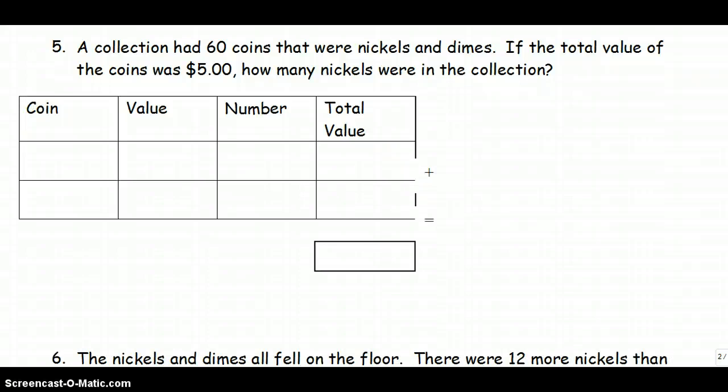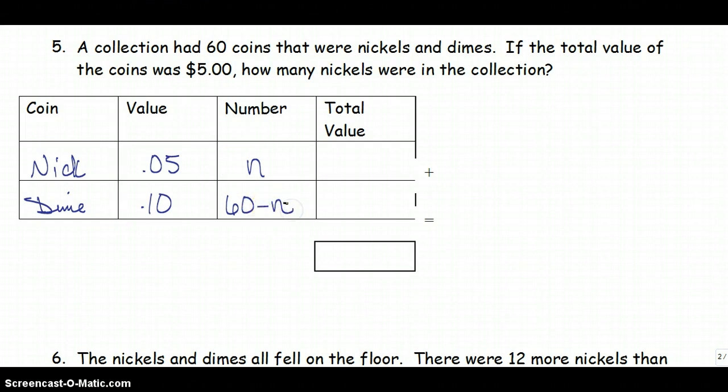Number 5. Once again, I must have really liked nickels. So we have nickels and dimes, values 0.05, 0.10. Okay, they tell me I have 60 coins in all. I'm going to say that I have N nickels. So if I have N nickels, I have 60 minus N dimes. Value, you're going to multiply again.